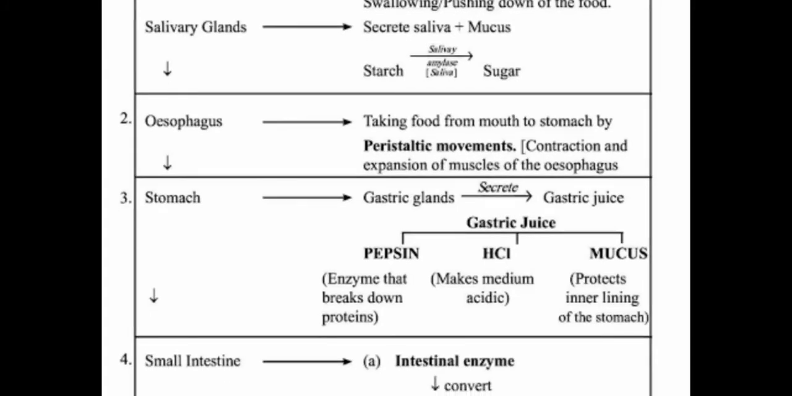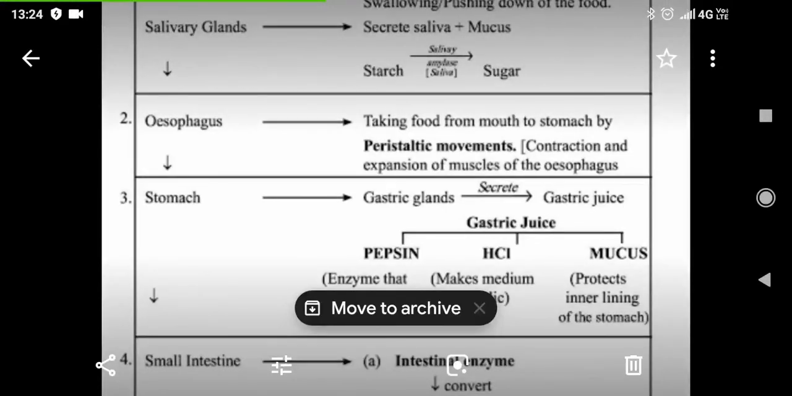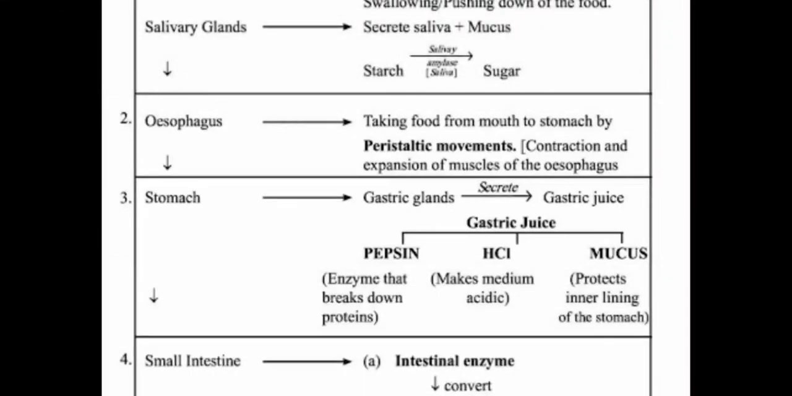Next, the food is passed to the stomach. Here, in the stomach, there are gastric glands which secrete the gastric juice. This gastric juice is of three types: pepsin, hydrochloric acid, and mucus. Mucus is generated in the stomach wall itself, so as to protect the stomach's inner wall from the acid. And pepsin is another gastric juice which is going to break down the proteins into simpler substances.